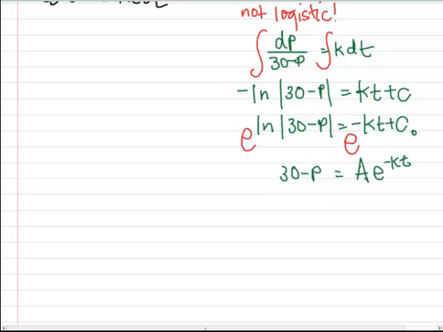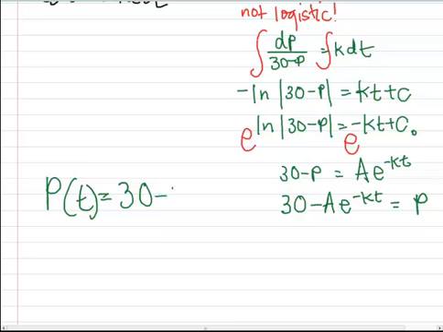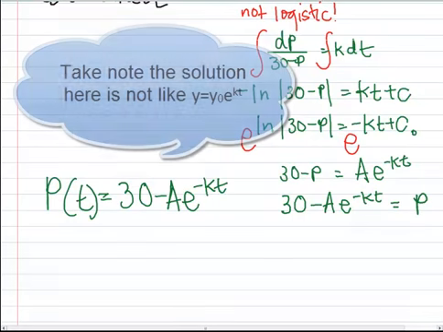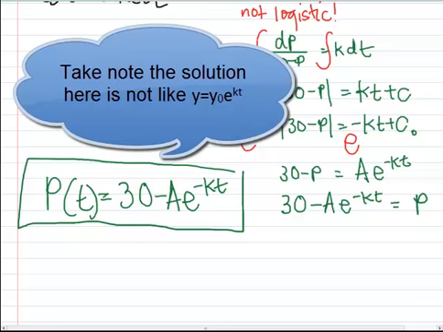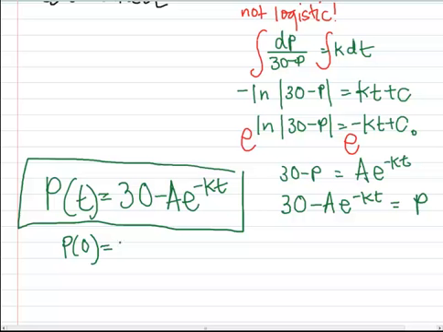Notice I have a negative P that I'm solving for. I have a negative P over here, so I'm going to subtract Ae to the negative kt on both sides and move the P over. My solution for the differential equation is P equals 30 minus Ae to the negative kt power. So now if I gave you an initial condition, I said that, say at P of 0, we have 10, then we could plug this in and solve for A. And if I gave you another piece of information, like at P of 2, it equals 20, then we could also find k. And that's it.